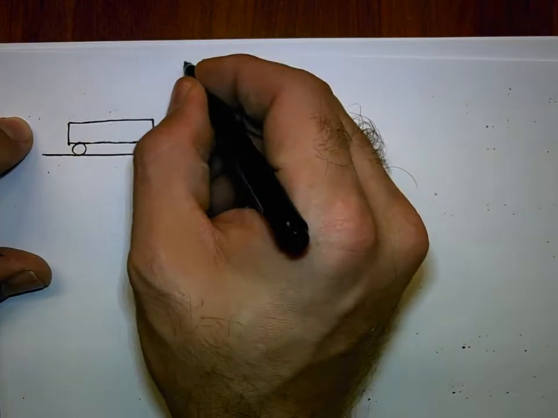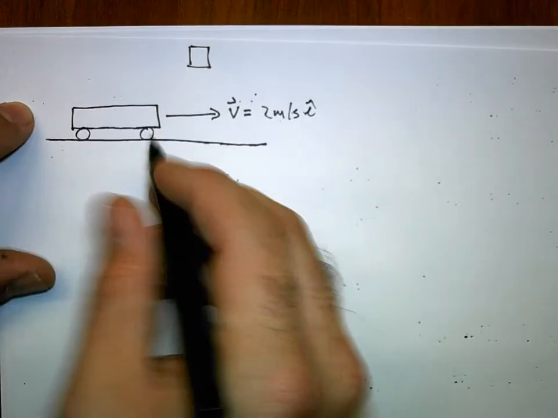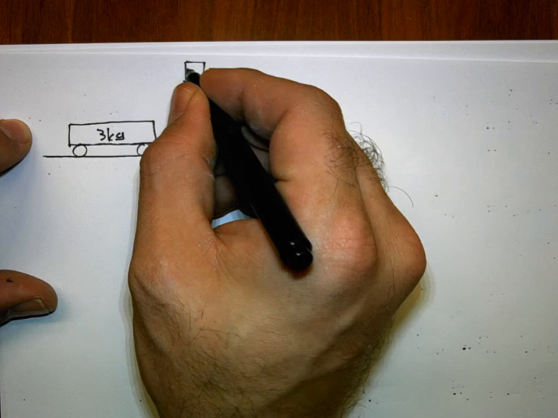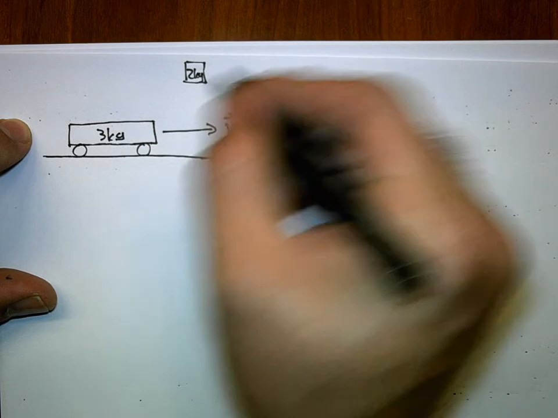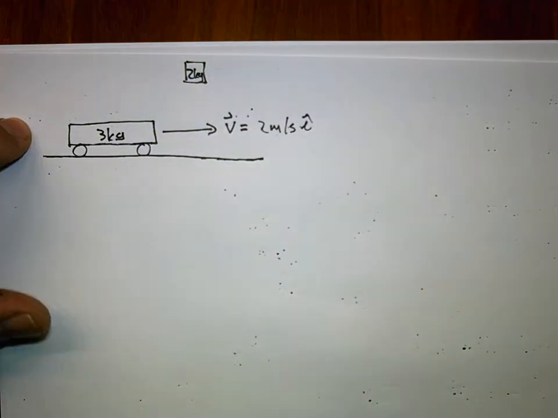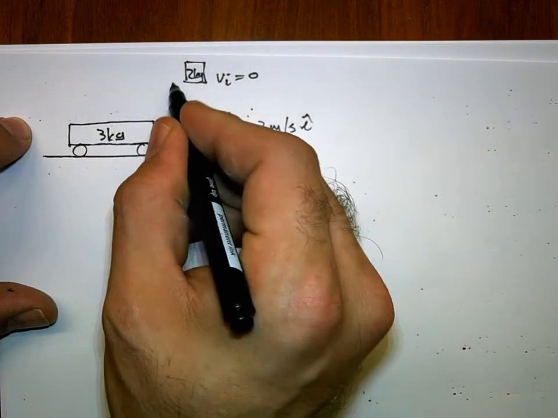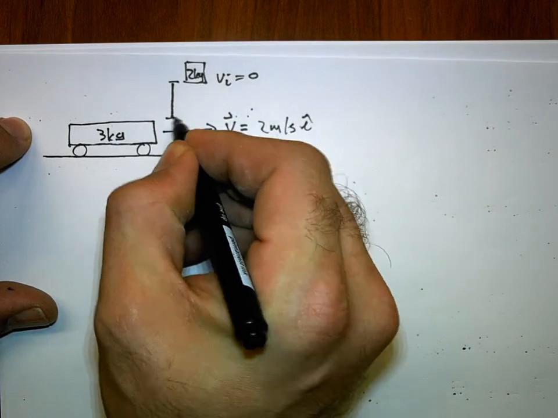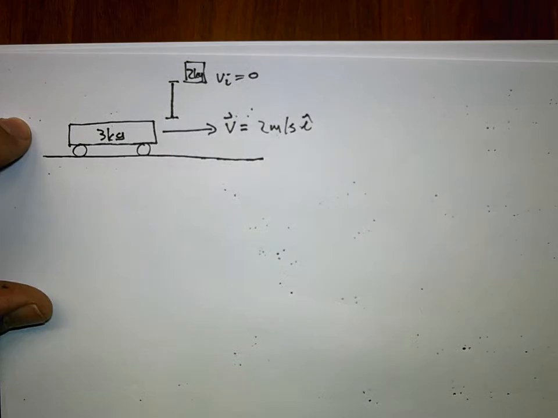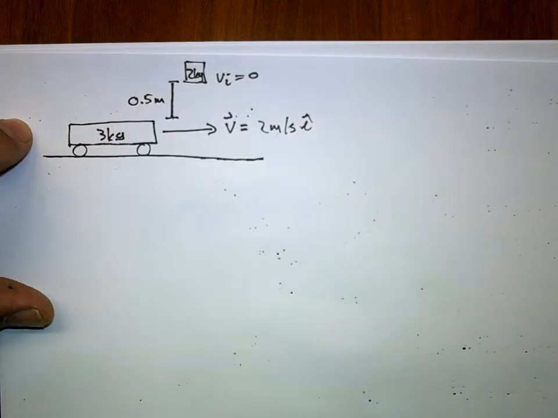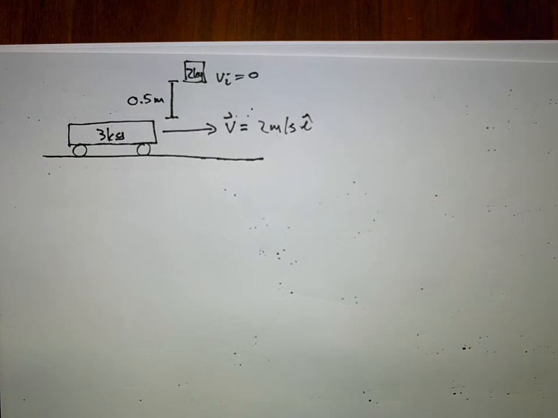And somewhere over here we've got a mass. Let's say the trolley has got a mass of 3 kilograms. Here we've got a 2 kilogram mass, and it has just been released, so its initial velocity is 0, and it can fall half a meter before it basically falls onto the trolley. Right, so this is our initial setup.